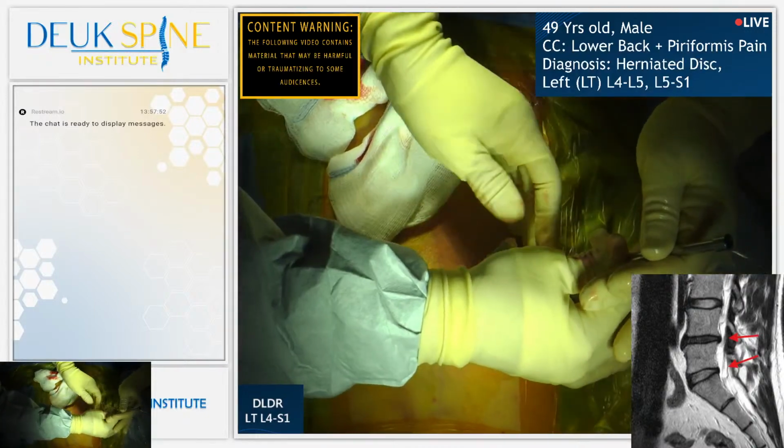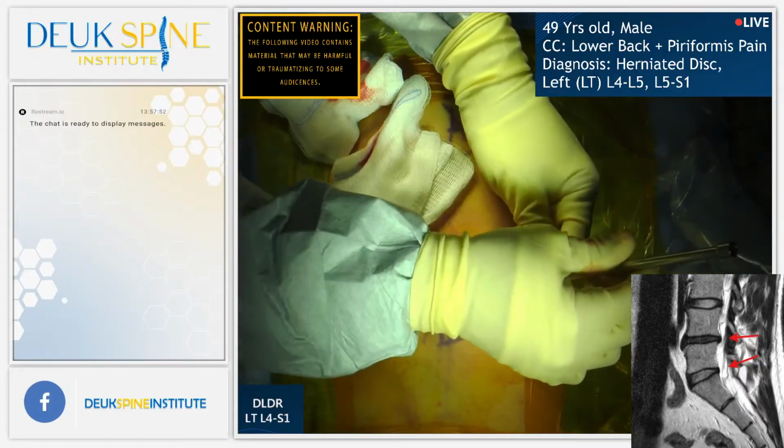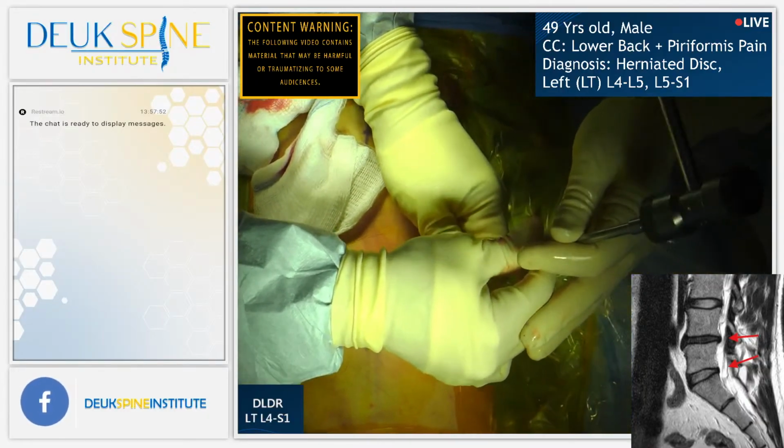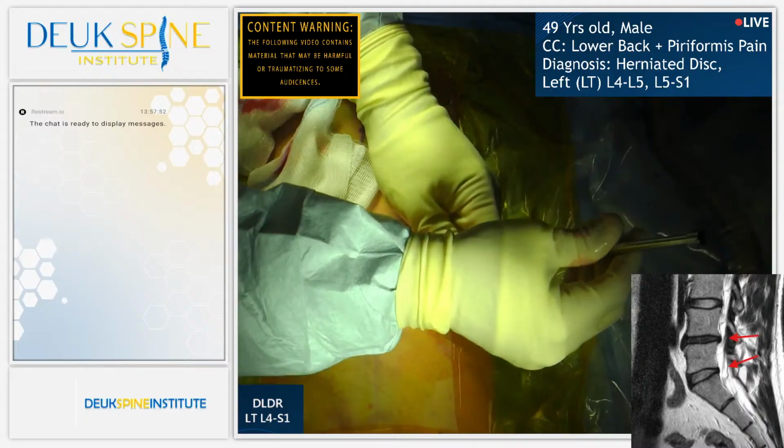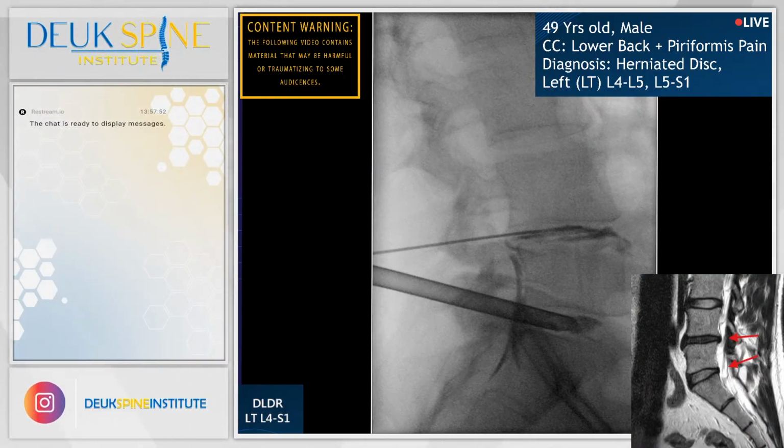One thing that's important to note is many surgeons would have ignored the L5-S1 disc because it doesn't look that bad. The L4-5 looks like the bad one, but L5-S1 was also injured. It was bulging, and based on where his pain was, I could tell that the L5-S1 disc was causing his back pain as well as the L4-5.